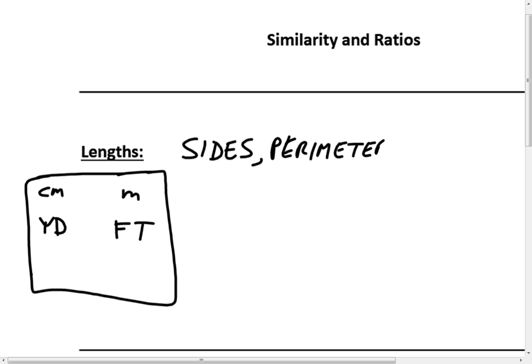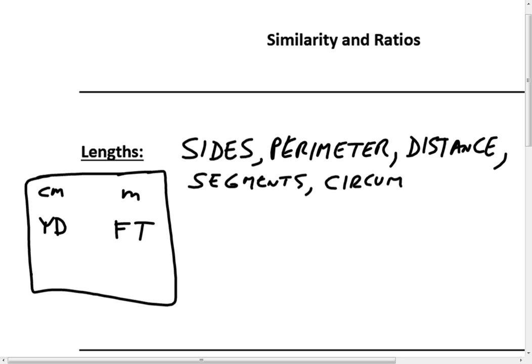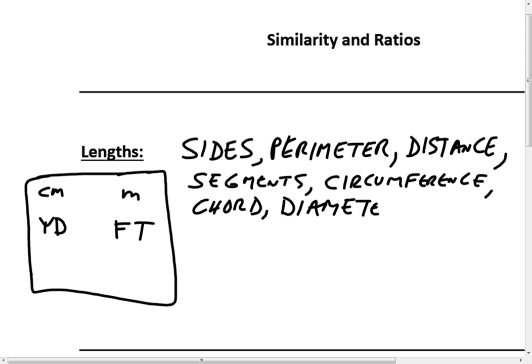It's another word for length: distance. Now start thinking specifics. If you look at a circle, what are some segments or lengths that have to do with it? I heard circumference, chord, diameter. If you say diameter, what else should you say? Radius.